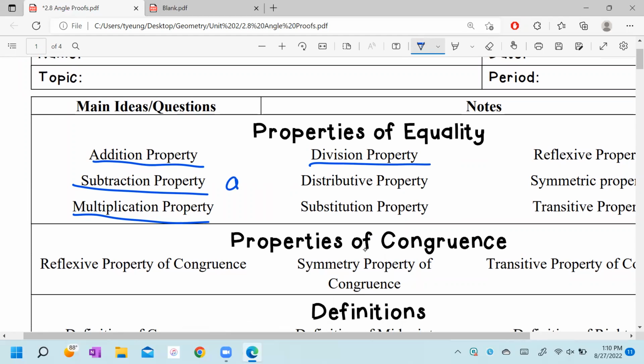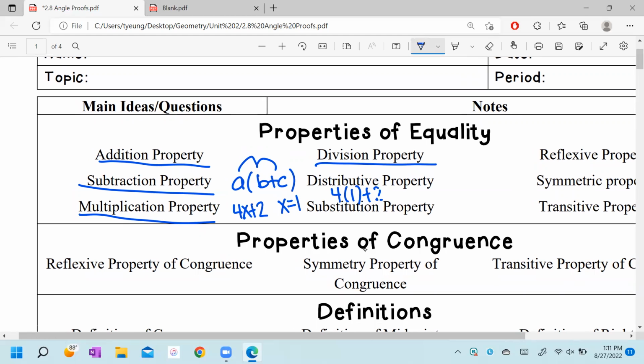We have the distributive property. This is saying that if you have something on the outside and there's a parentheses, you're just going to distribute, or you're going to FOIL that A term into the two terms inside the parentheses. Substitution property. This is just saying, if I know that 4x plus 2 is the equation that's given to us, and we know that x is equal to 1, well, instead of saying 4x plus 2, we can substitute that x is equal to 1 here, and this will just be 4 times 1 plus 2. This is your substitution property in effect.